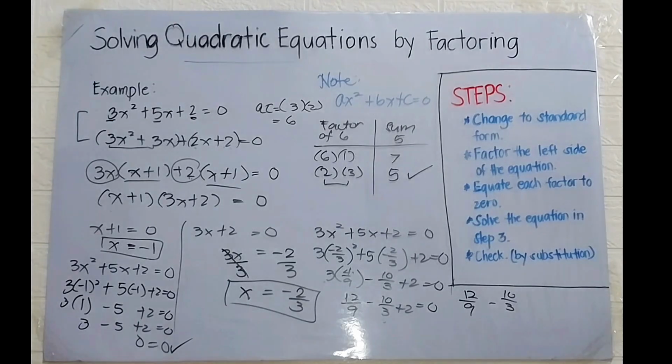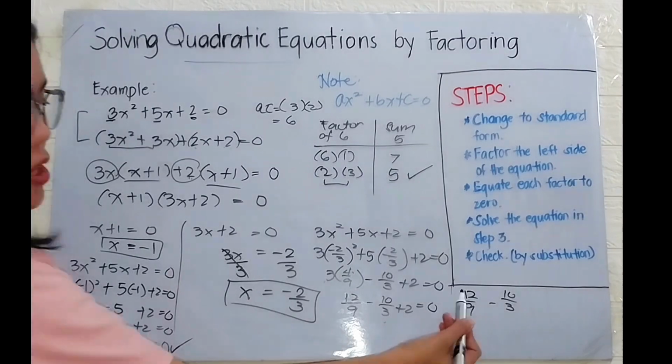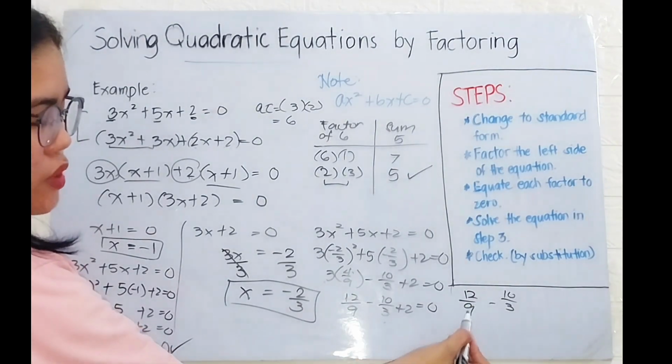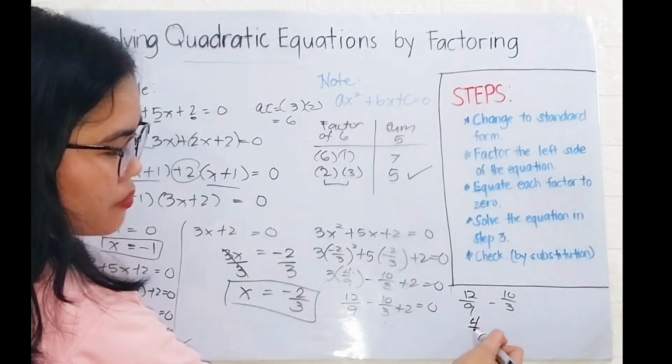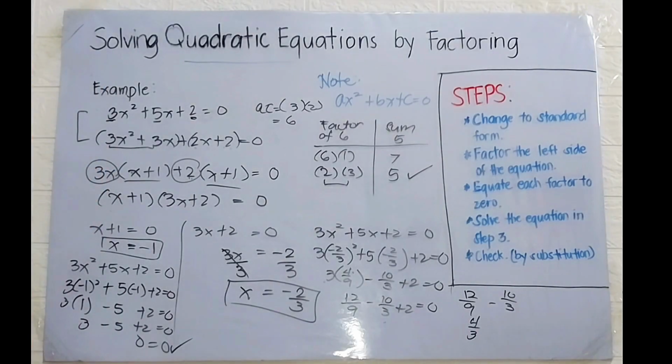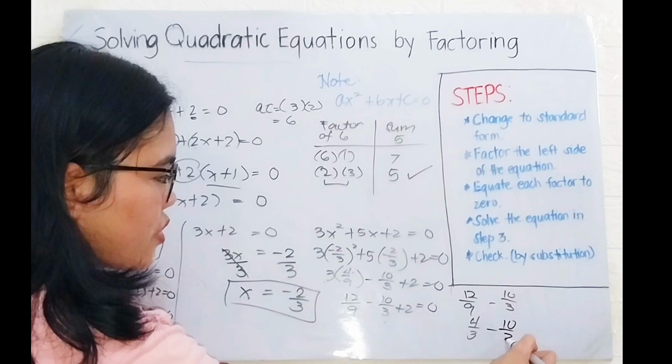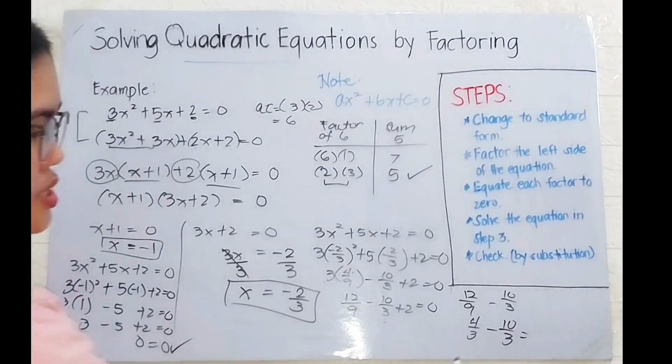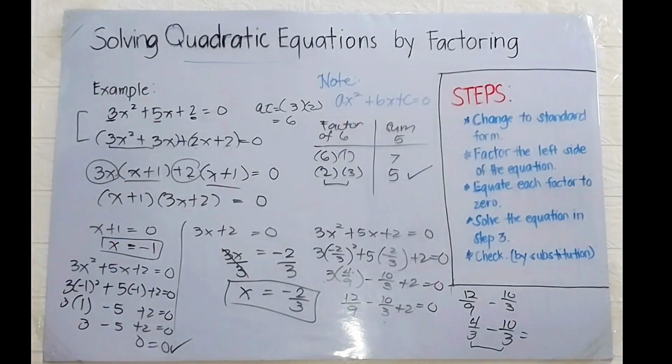So, sometimes, most of the time, ang ginagawa ng mga student or ginagawa natin is finding the LCD and then getting the equivalent fractions. In this case, you can simply lowest term this one. Anong lowest term ng 12 over 9? It is 4/3. Okay? 4/3 minus 10 over 3. So, in this case, they are already similar fractions. So, we can subtract or we can add na. Okay?